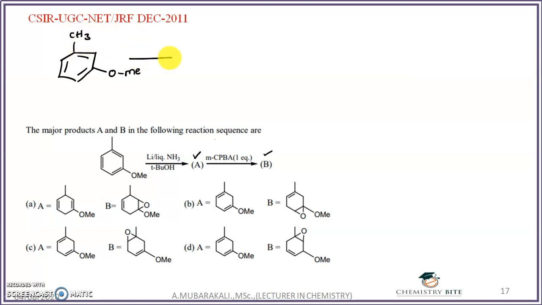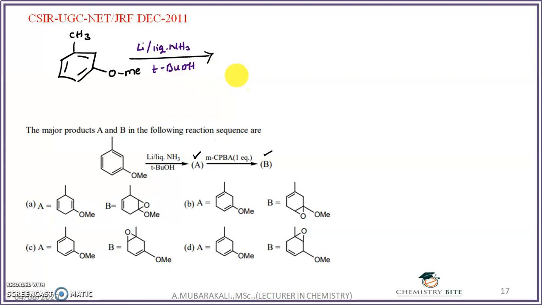When I am reacting with the Birch reagent, that is lithium in presence of liquid ammonia and a protonating agent like tertiary butyl alcohol, what will happen here? This Birch reagent will reduce an aromatic compound partially to cyclohexadienes.